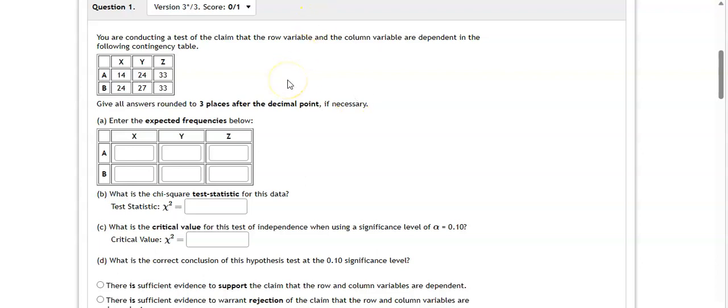Okay, so let's look at question number one here, where we are going to test for independence or dependence in this chi-squared problem. The first thing we've got to do is amend this table right here. And what I mean by amend it is we need to add up the rows and the columns so that we have totals. So let's see, this is going to be 38 down here.